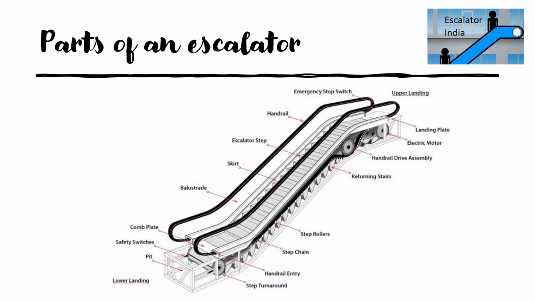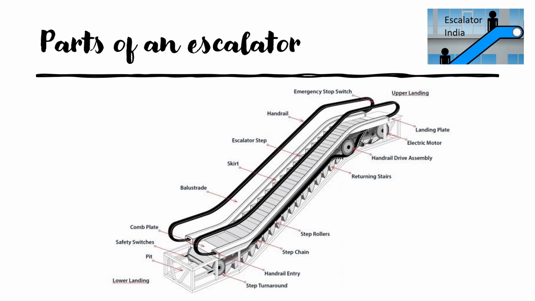If you see the four corners of the handrail, where the handrail enters and exits, that portion is called the handrail entry box. In that, the handrail will enter and it will leave. One end will be the entry and the other will be the exit. So this is called the handrail entry box.